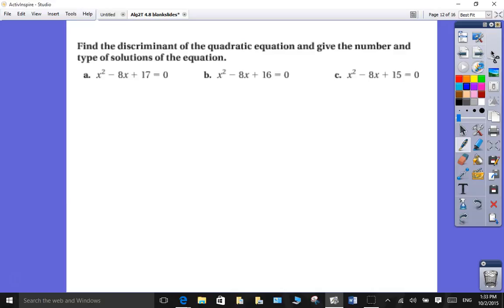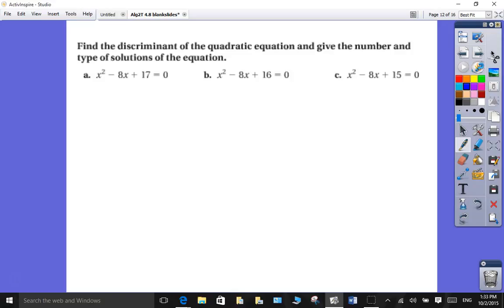So I'm going to do these three and then I'll give you a you try. These questions are always worded the same way. It says, find the discriminant, which means calculate the b squared minus 4ac. And then answer the question, how many and what kind of solutions do you expect? So you always have to do both parts. Don't just do one part, do both parts.